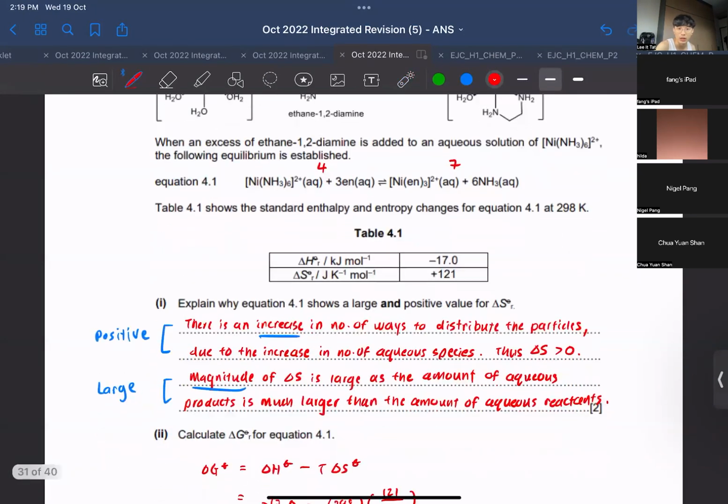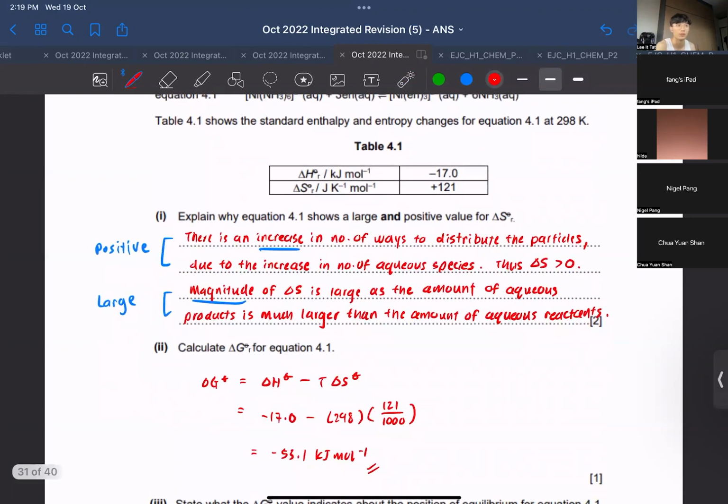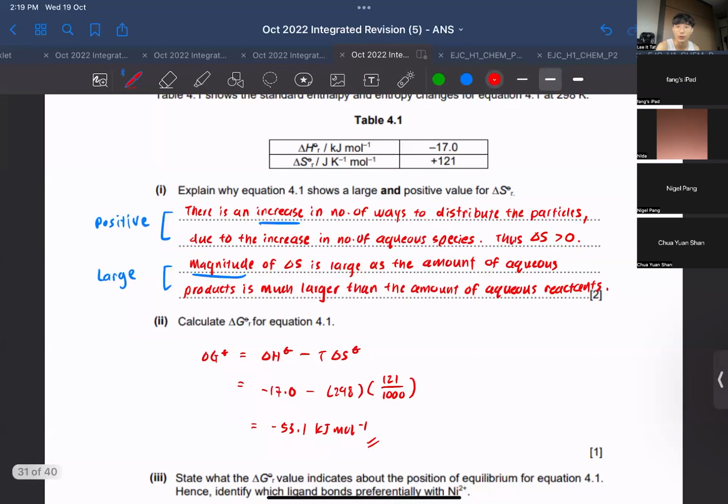Second part, delta G, I don't have to discuss this. You should be getting this 1 mark, like every single one of you. You should be getting this. It shouldn't be an issue. But part 3 is quite an important question.